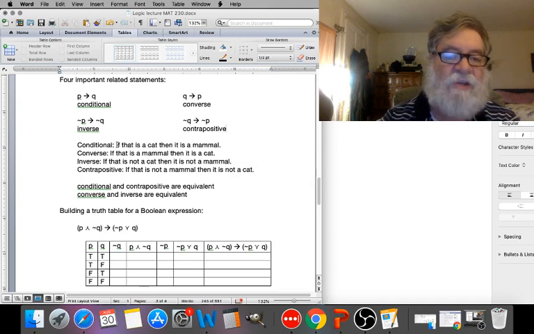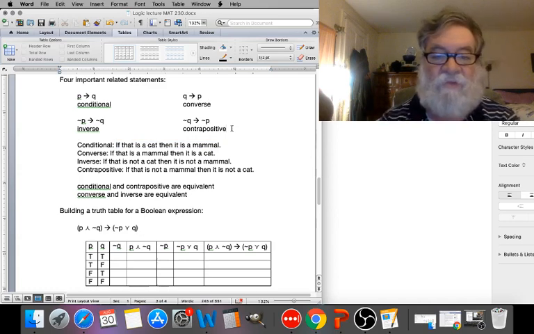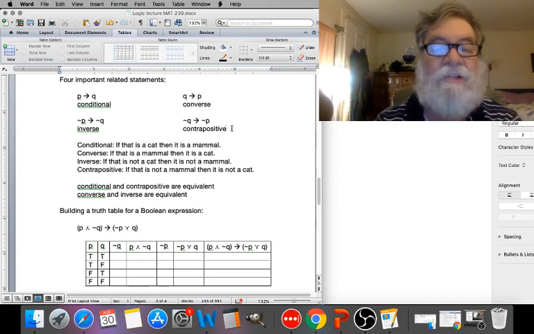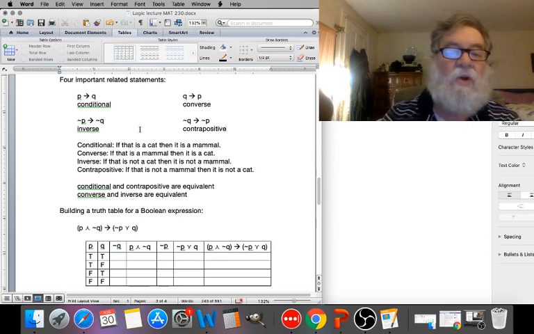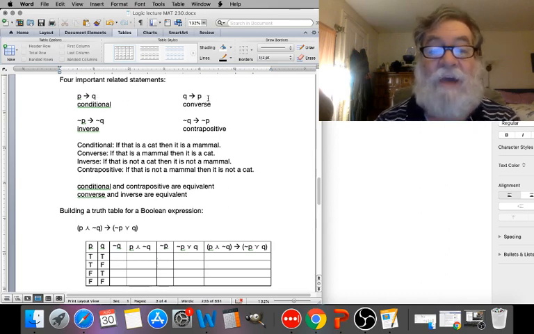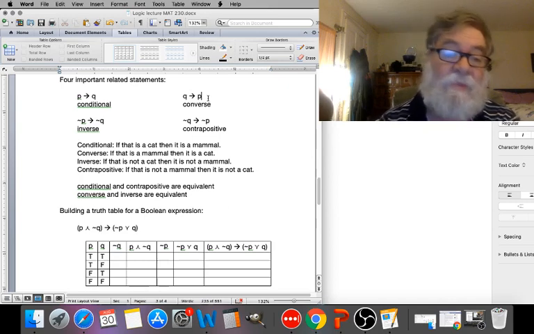So the conditional statement we start with is, if that is a cat, then it's a mammal. Reversing it, we'll say, well, if it's a mammal, then it's a cat. And the inverse will say, if it's not a cat, then it's not a mammal. And the contrapositive will do both a negation and a conversion, and we'll say, if it's not a mammal, then it's not a cat. Now, the important thing to notice is just because the conditional is true doesn't mean the converse is. Just because if it's a cat, then it's a mammal, doesn't mean that it's true that if it's a mammal, it's a cat. Matter of fact, that's probably not true.